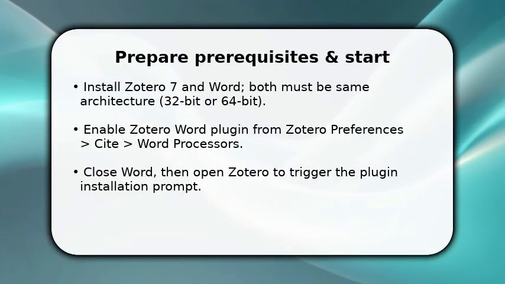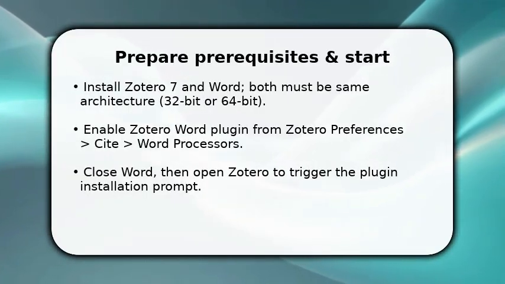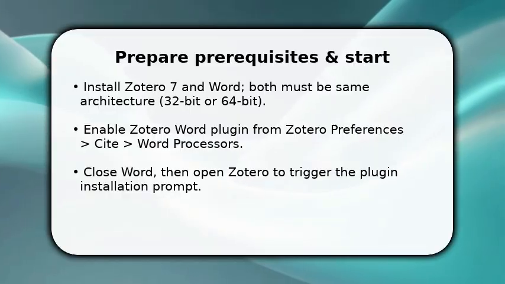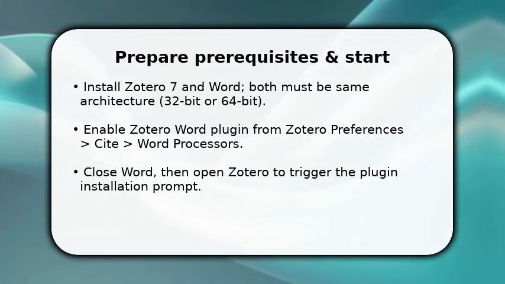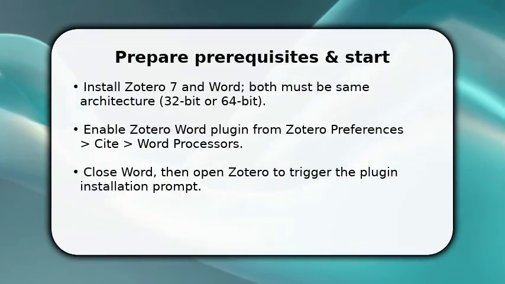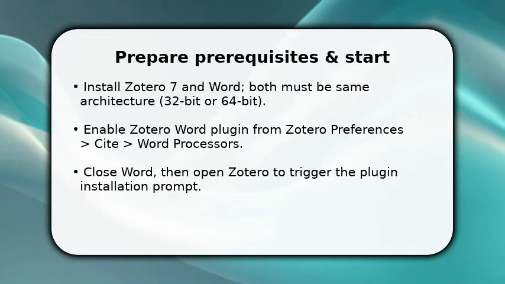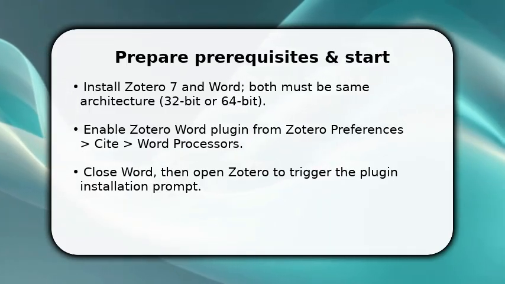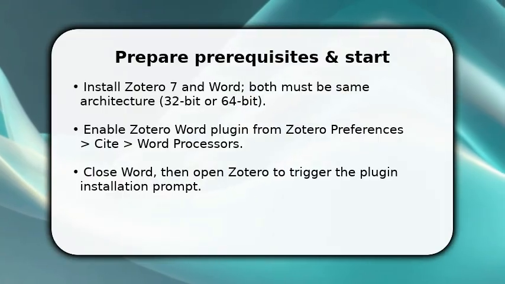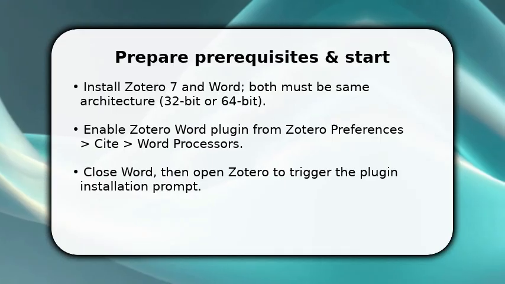You'll begin by confirming prerequisites and initiating the connector. Install Zotero 7 and Microsoft Word, making sure both are the same architecture so the plugin matches. Once done, open Zotero, go to Preferences, choose Cite, then Word Processors and enable the Word plugin. This triggers installation. Make sure Word is closed when you enable the plugin so files update cleanly.